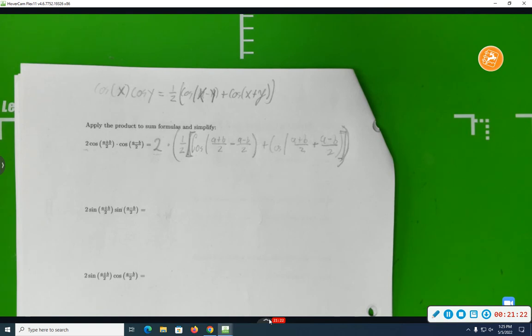Neato. So in looking at this, we want to presumably simplify this as much as possible. What simplification do you see?